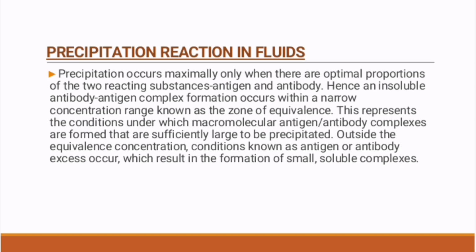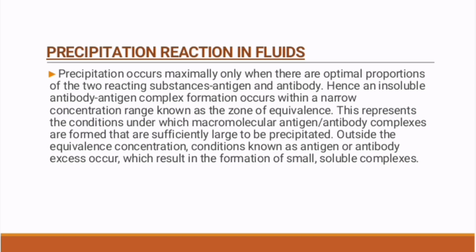Precipitation reactions in fluids. Precipitation occurs maximally only when there are optimal proportions of the two reacting substances, antigen and antibody. Hence, an insoluble antigen-antibody complex formation occurs within a narrow concentration range known as the zone of equivalence. This represents the condition under which macromolecular antigen or antibody complexes are formed that are sufficiently large to be precipitated.